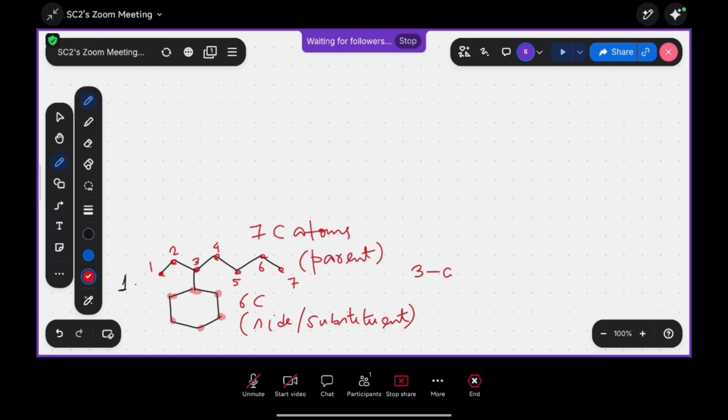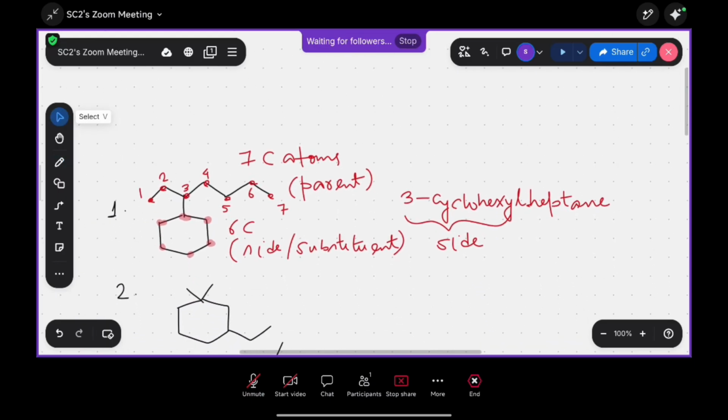So it is 3-cyclohexyl. Just as we name the side chain first, 3-cyclohexyl, which comes under the category of the side chain. No more side chains are there. So simply the word root, the parent chain is having 7 carbon atoms, so it is hept, and ane. So this is the IUPAC nomenclature of the given compound: 3-cyclohexyl heptane.